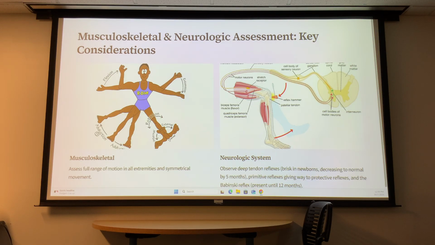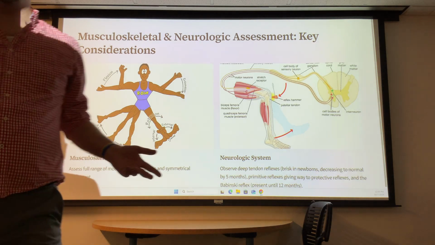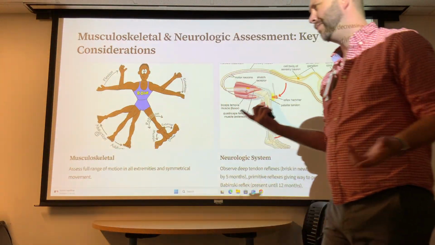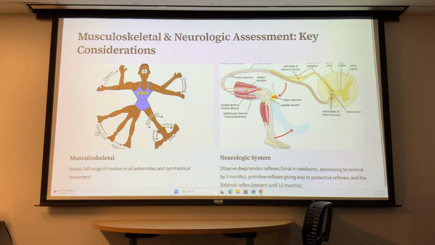So a lot of their reflexes should go away, like their Babinski, their Moro reflex, okay? And then we can use the reflex hammer. We don't ever do that inpatient, right? We don't go that in depth inpatient.